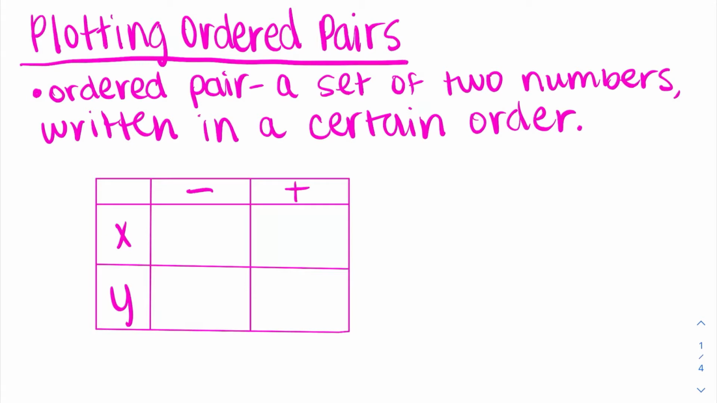First, let's look at the definition of an ordered pair. An ordered pair is a set of two numbers written in a certain order. The way this will look is parentheses x comma y close parentheses, and this represents a point on a graph.